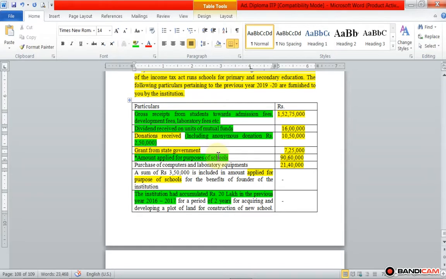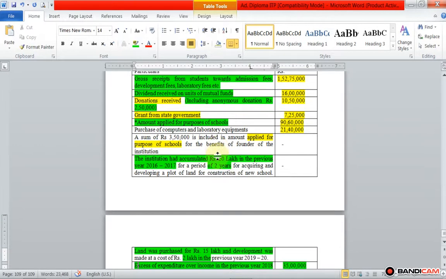Then 10 lakh rupees, or the accumulated rupees 10 lakh, for the purpose of purchase of land and construction of school. Okay, so out of 20 lakh, the trust has to purchase land of rupees 15 lakh, and the development cost on that land is rupees 2 lakh. So the total amount spent from accumulation is rupees 17 lakh. So the remaining balance is left with the trust, and that remaining balance is taxable, amounting to rupees 3 lakh. Got it?